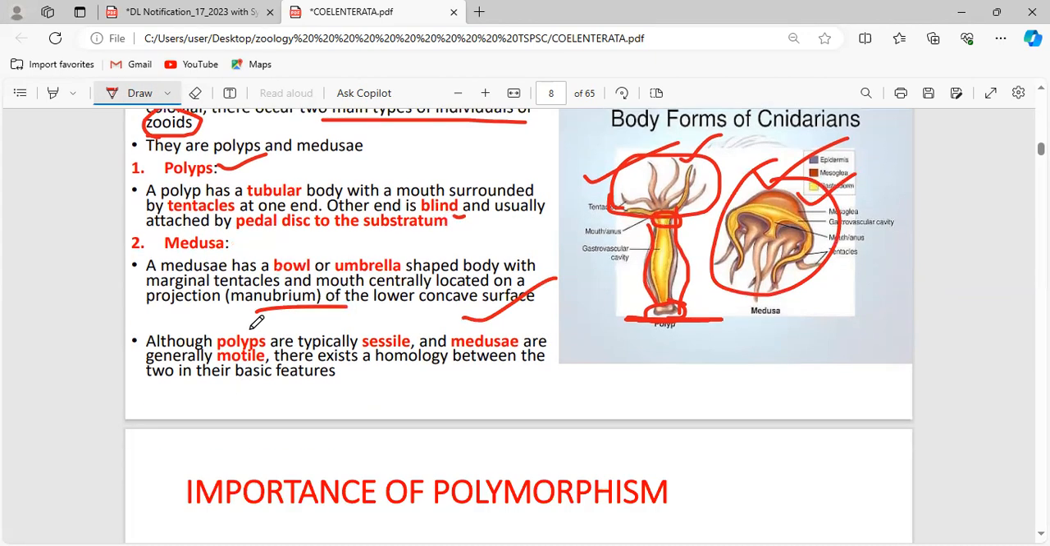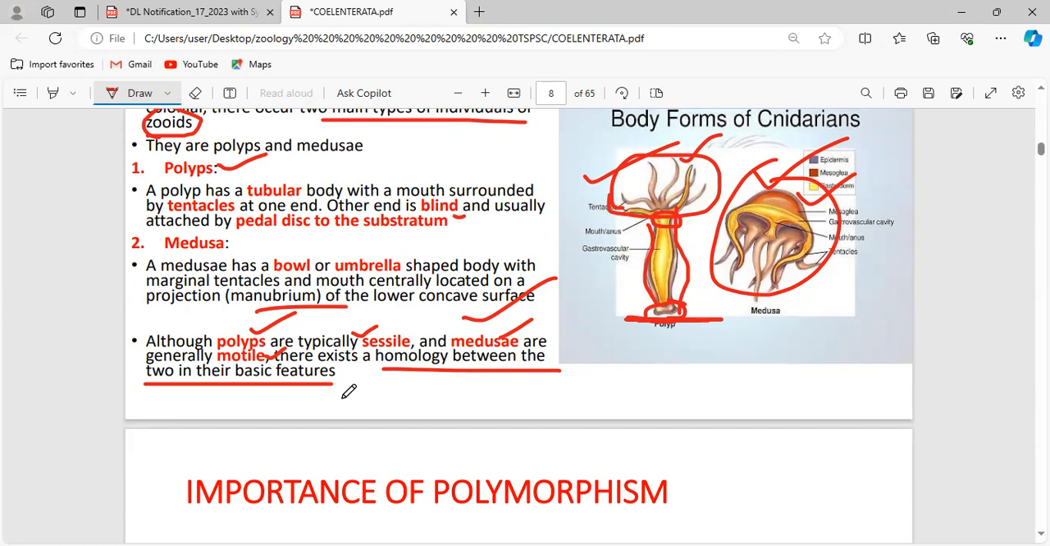Okay, now although the polyp is typically sessile and the medusa is generally motile, there exists a homology between the two in their basic features. The polyp is sessile, which means sedentary, they can't move. The medusa is motile, which means it can move from one place to another, so it is free living and free swimming.